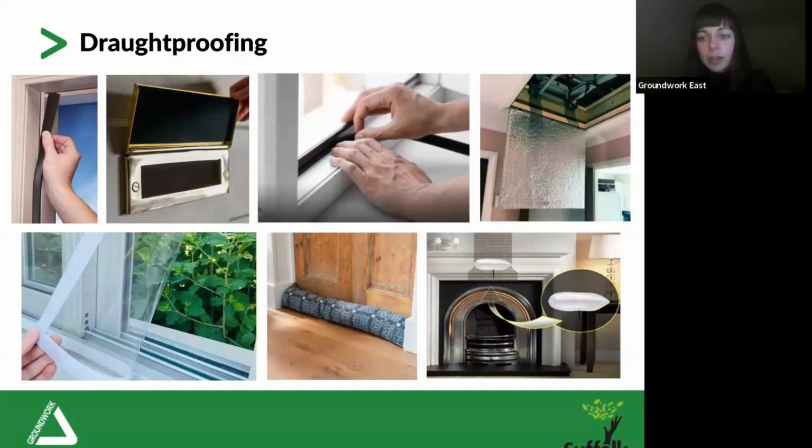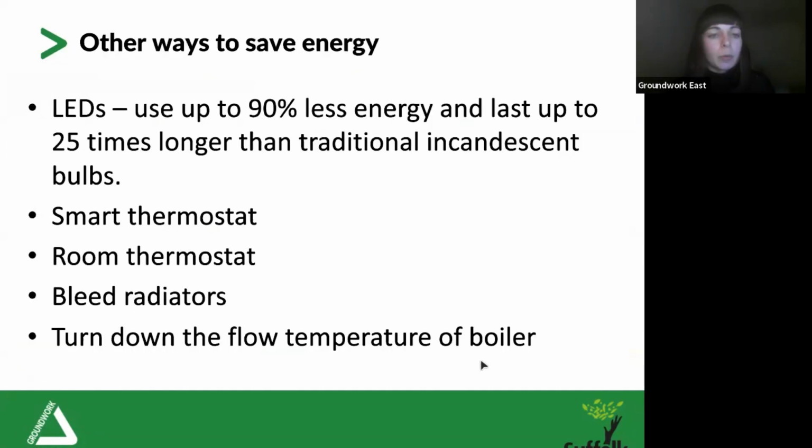Other ways to save energy when we're looking at a household as a whole and actually reducing those energy bills. Obviously, LED lights are a big one, a really quick win. A lot of people have changed over, but there are a significant amount of people that are still using the old style incandescent or fluorescent lighting.